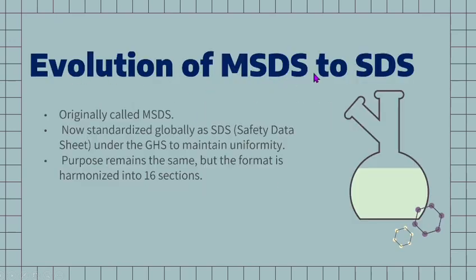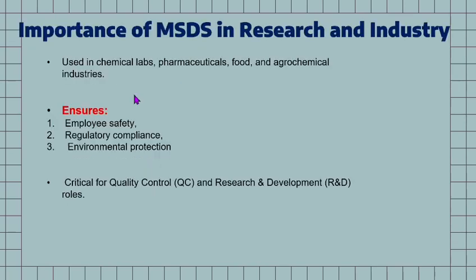Evolution of MSDS to SDS. Originally called MSDS, it is now standardized globally as Safety Data Sheet under the GHS to maintain uniformity. The purpose remains the same, but the format is harmonized into 16 sections.